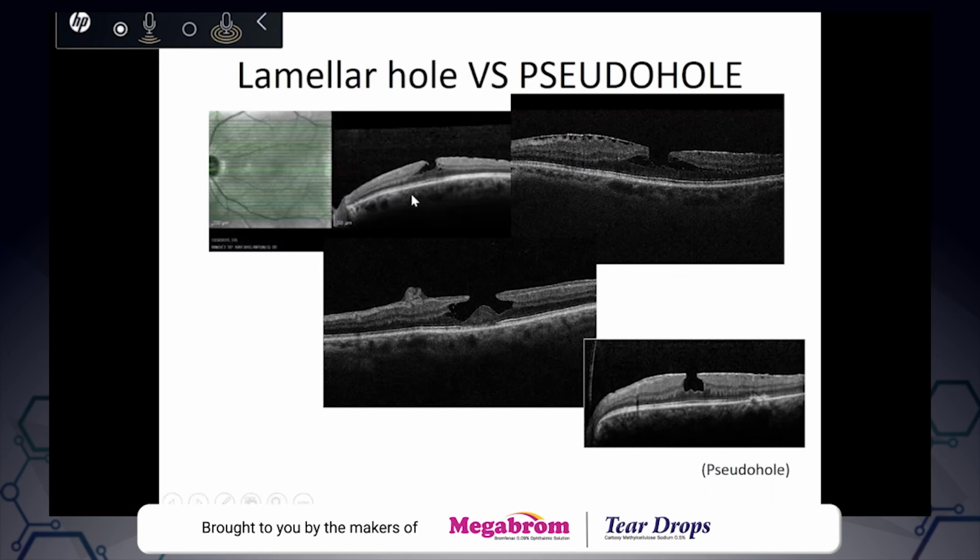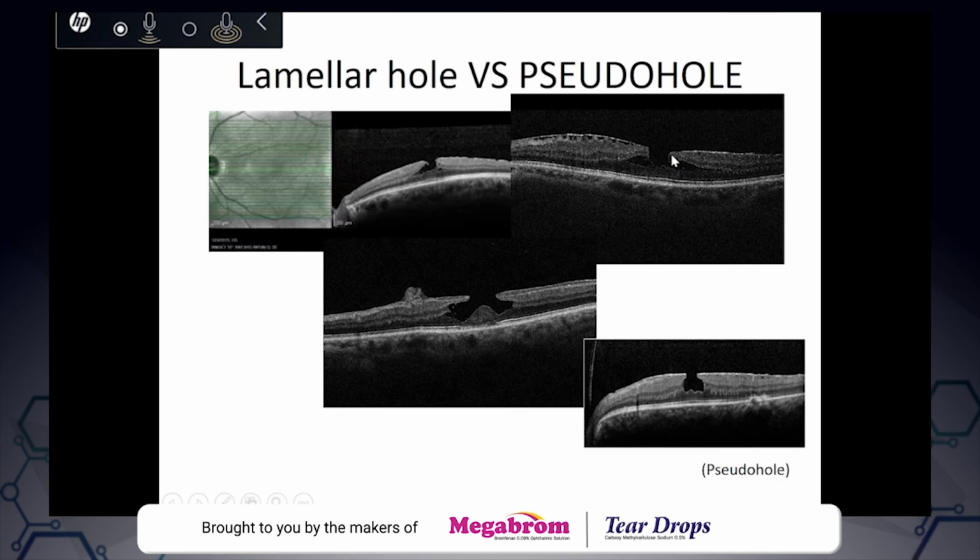Another important problem that you face is the differentiation between lamellar hole and pseudo hole. Look at this picture. Here you can see there is an epiretinal membrane. Can you see the epiretinal membrane here? It is pulling the retina up. Look at this between the inner retina and outer retina. Inner retina is all tissues up to the outer plexiform layer. The tissues beyond, the outer nuclear layer and the photoreceptor layer and the retinal pigment epithelium, are taken as the outer retina. So there's a cleavage in the inner retinal layers. You can see a cleavage.